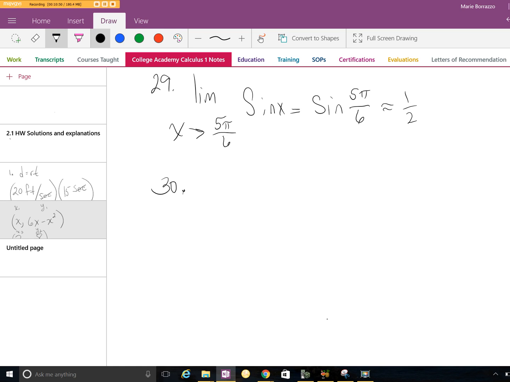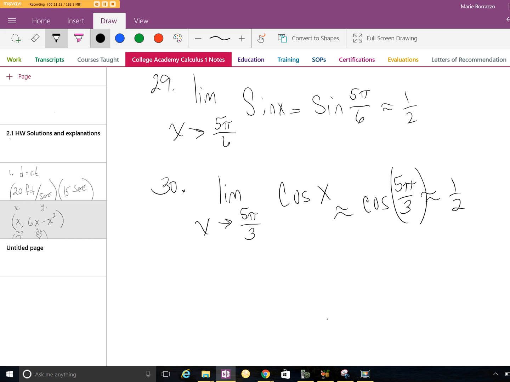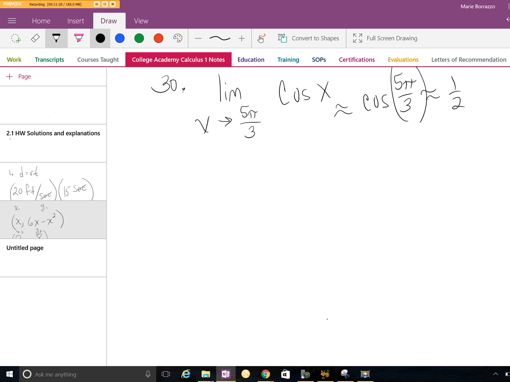Here's number 30. You have the limit as x approaches 5 pi over 3 for cosine x. Then same thing we're going to say, okay, then cosine 5 pi over 3, and again that'll give you 1/2. Scientific calculator, just take cosine, throw that in, and you should have your results. 5 more problems and we're done. So here's 31.